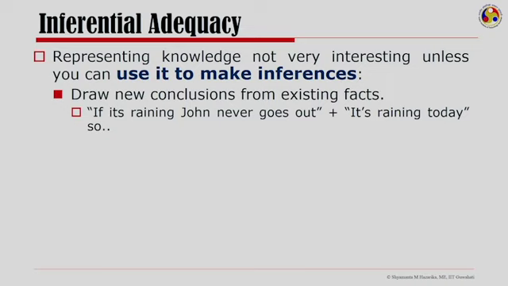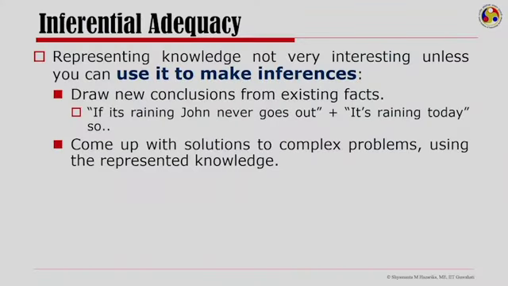If I say a statement like, if it is raining, John never goes out, and I say it is raining today, then one can immediately draw a conclusion that John is not going to go out today. The ability to derive this new information that John is not going out today is based on two bits of information that I have specified. One, if it is raining, John never goes out. Two, it is raining today.